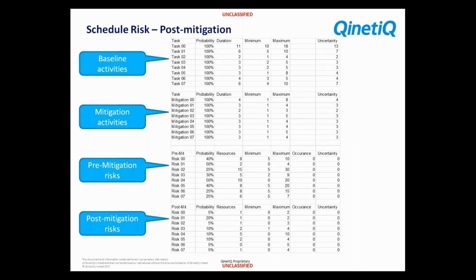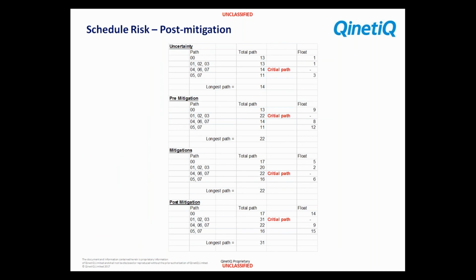Again, just drawing out and developing the spreadsheet some more. We now have tasks at the top. We have the mitigation actions. Again, they have to take place. We have to program them into our network. They are 100% probable. We have pre-mitigated risks that we had before and post-mitigated risks as well. And again, we can bring them in, add them, and model them into the spreadsheet to make this very simple analysis.